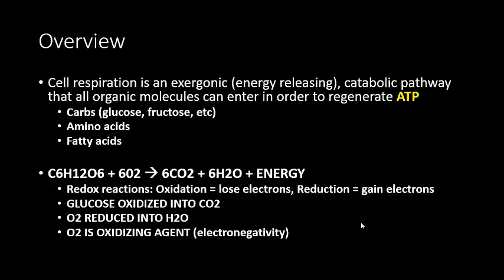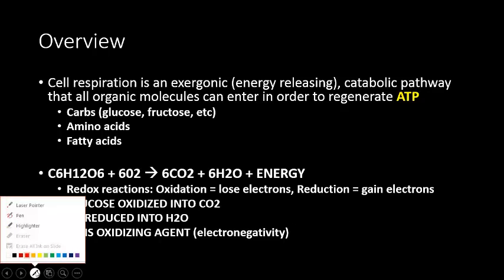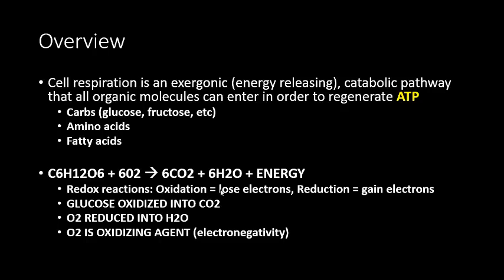Welcome to AP Biology. This video is an overview of cell respiration. Cell respiration is an exergonic catabolic pathway. To be an exergonic process means that it's energy releasing. During cell respiration, organic molecules found in food are going to be broken down in order to regenerate ATP. And that's our major goal here, the regeneration of ATP.